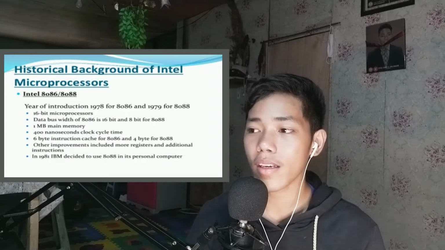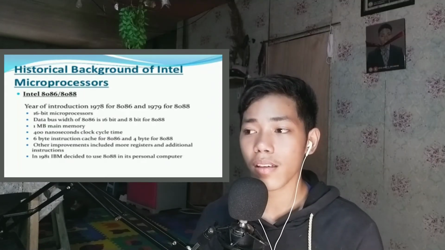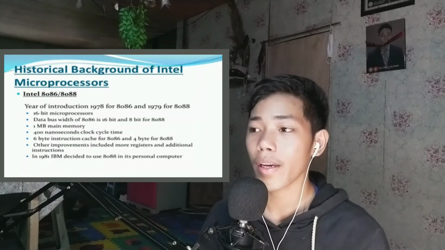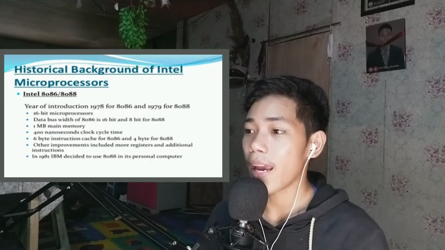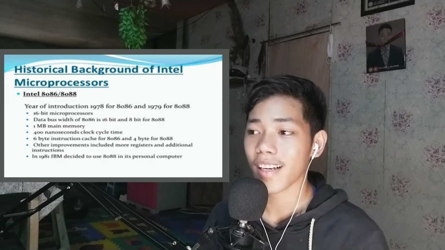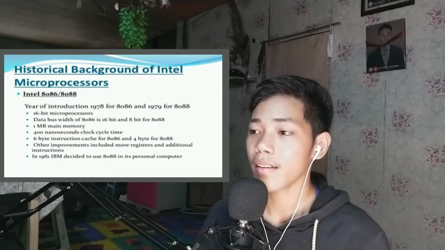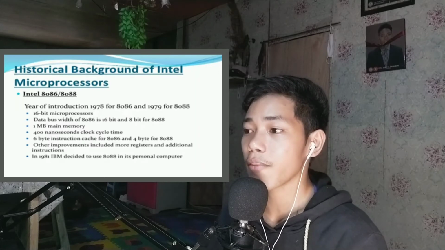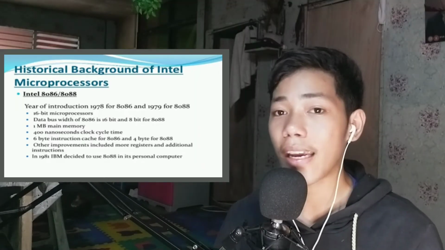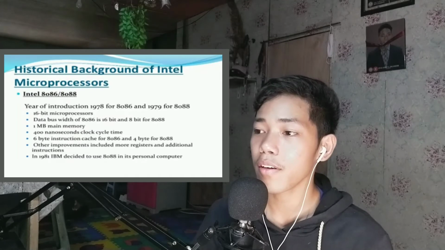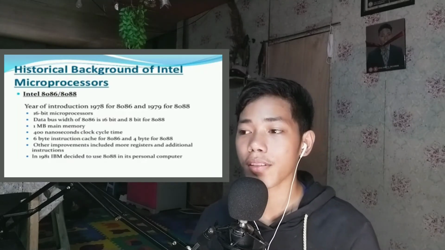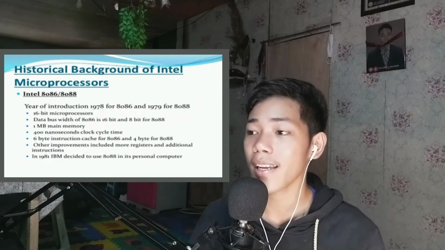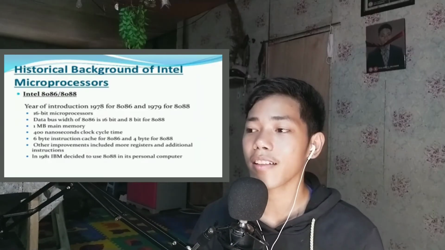The data bus width of the 8086 is 16-bit and 8-bit for the 8088. It has 1 megabyte main memory, a 400 nanosecond clock cycle time, and a 6-byte instruction cache for the 8086 and 4-byte for the 8088. Other improvements include more registers and additional instructions. In 1981, IBM decided to use the 8088 in its personal computer.